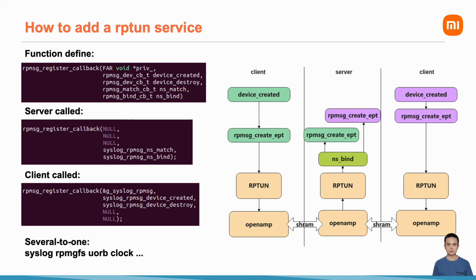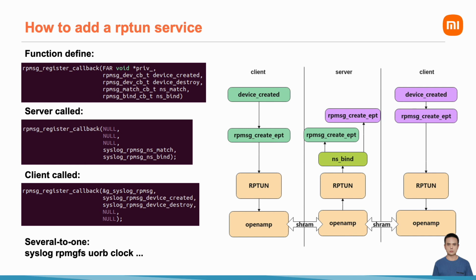Okay, we come to the questions. How to add an Rptun service? First, we see this function, rpmsg register callback. It has 4 callbacks. The most important are the device created callback and the NS-bound callback. The server registers the NS-bound callback, and the client registers the device created callback.